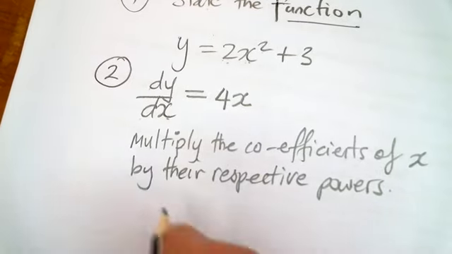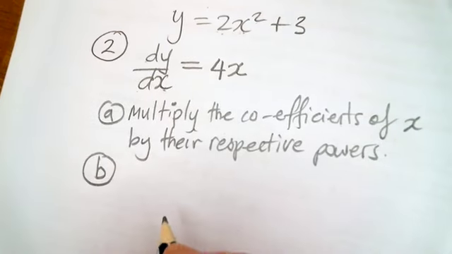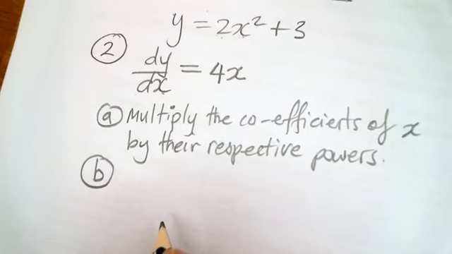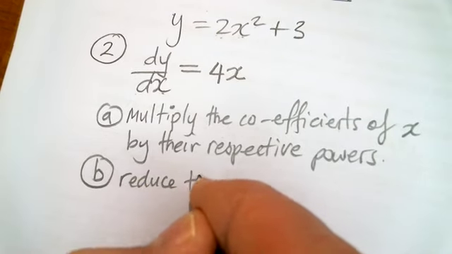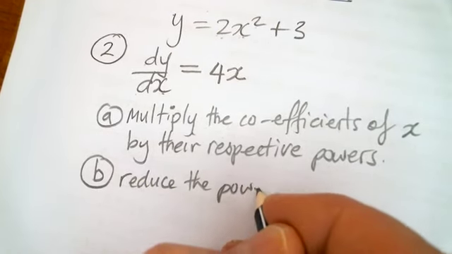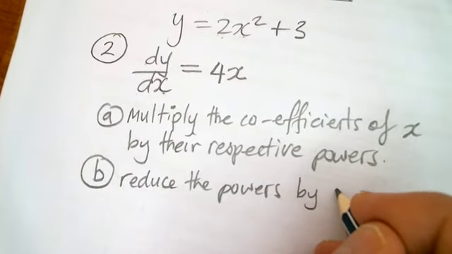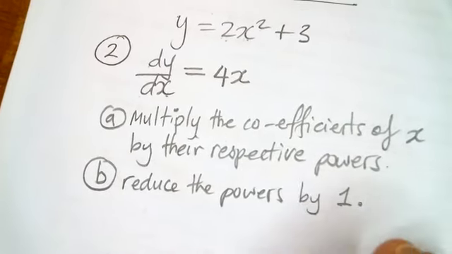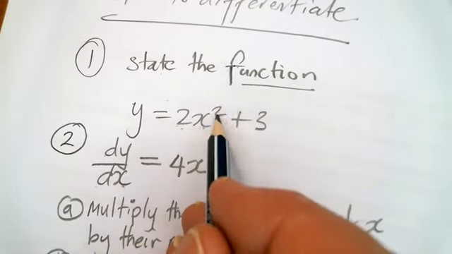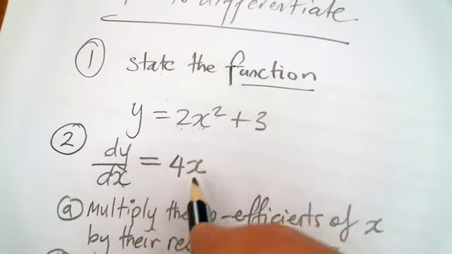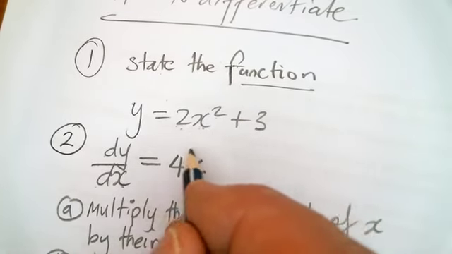Now, I'll call this A. B is, we're going to reduce the power by 1. Reduce the power, or powers, there's a whole bunch of them, by 1. So in this case, this is to the power of 2. We're going to take 1 off that 2, so it's going to become a 1. So it's 4x to the 1, but 4x to the 1 is just 4x, so I'm just going to leave that.